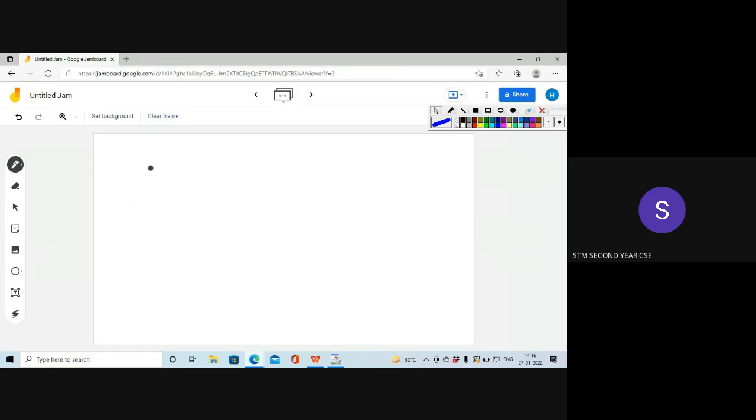Now let us see some examples of sequences and how to find generating functions for given sequences. How can you find the generating functions for certain given sequences? Write this heading: generating functions for given sequences. So let us take the first sequence.